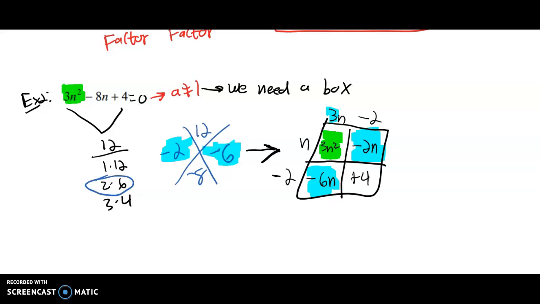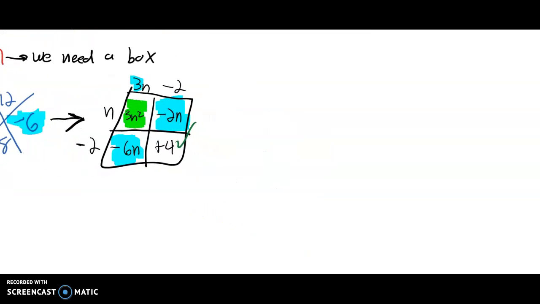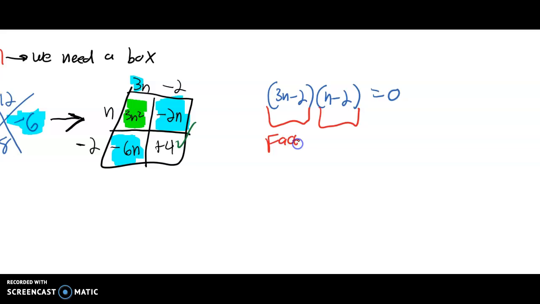Remember, this is your final check. 4, and it matches this 4. Great, we're on track. So we want solutions. So far we've got factors, 3n minus 2, n minus 2 equals 0. I'm going to remind us again, each of these is called a factor. Right now, this is in factored form, but we don't want factors, we want solutions. So to start solving, I'm going to set these factors equal to 0.